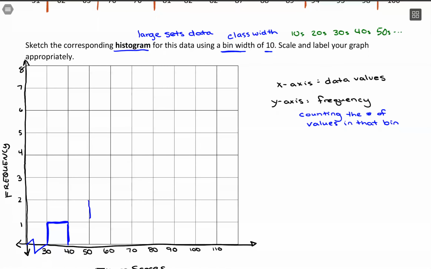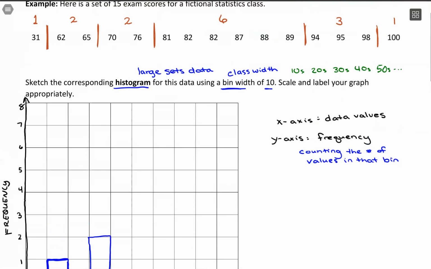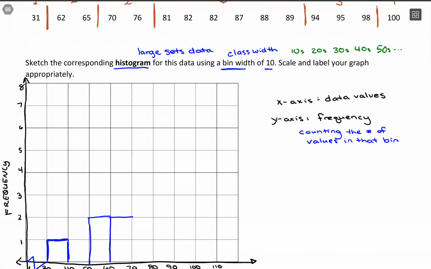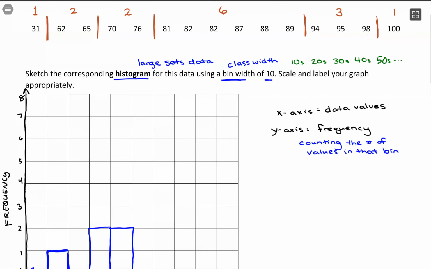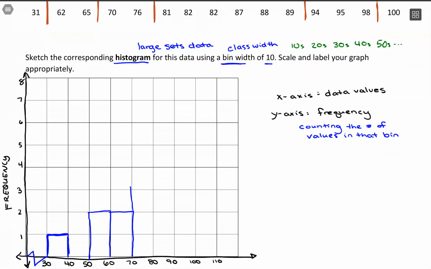60s, we have 2 data values, so I'll have this bar with a height of 2. For the 70s, also a height of 2. 80s, a height of 6. So I'm going to go up to 6 and down. And then 90s, a height of 3.